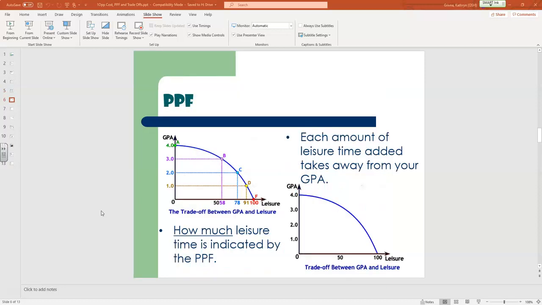Here's another photo of that and a few more examples. So how much leisure time is indicated by the production possibilities curve? The higher the GPA, the less leisure time you have. And leisure time is just hanging out with friends. The more leisure time you have, the lower your GPA. So that's just another example of two goods and how they look on the production possibilities frontier curve.